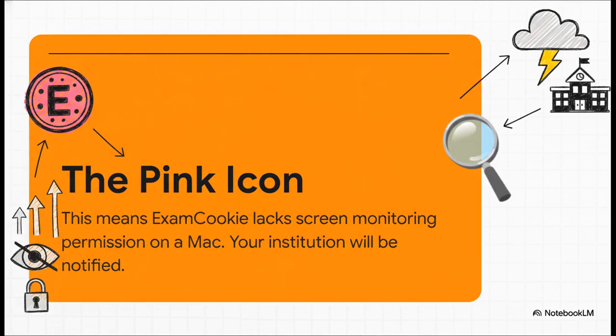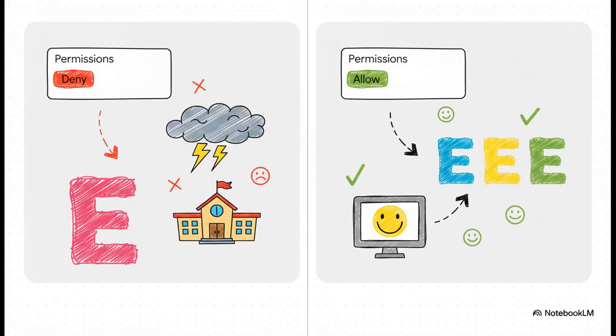The little ExamCookie icon in your menu bar will turn bright pink. And that pink color is a very specific alert. It means the software can't do its job, and, this is key, your school gets an automatic notification that monitoring isn't active. So you can really see the two different paths here, right? On one side, if you deny permissions, you get that pink icon, which is basically a red flag that gets sent straight to your institution. On the other side, you grant the permissions, and everything just works. The icon does its thing, cycling through the normal colors, and you're good to go. It's a pretty clear choice.